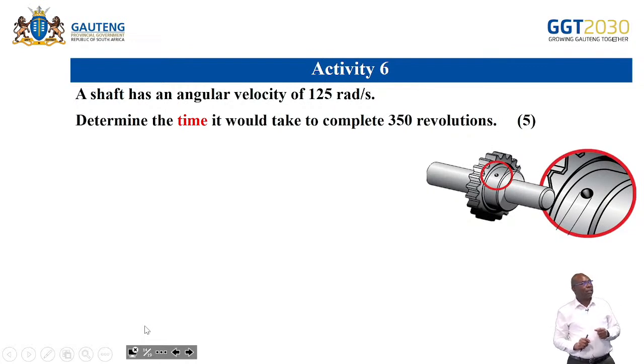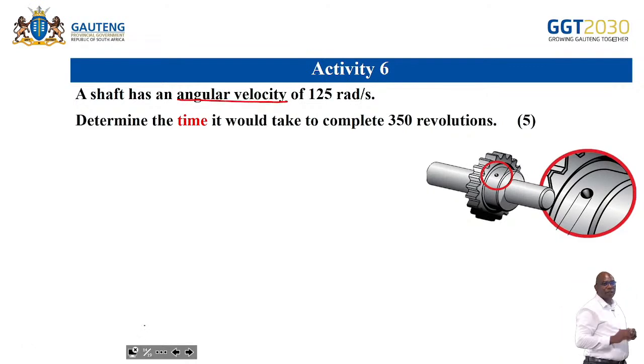Now, the next activity, we'll do this together. It says a shaft has an angular velocity. You see, underline every concept that you have there. So, a shaft has an angular velocity of 125 radians per second. So you see here, you are given the angular velocity.